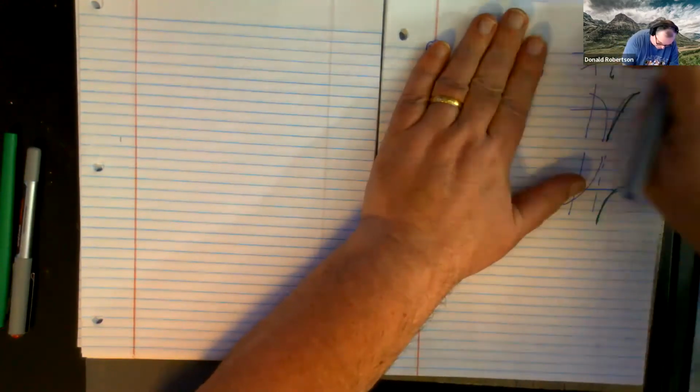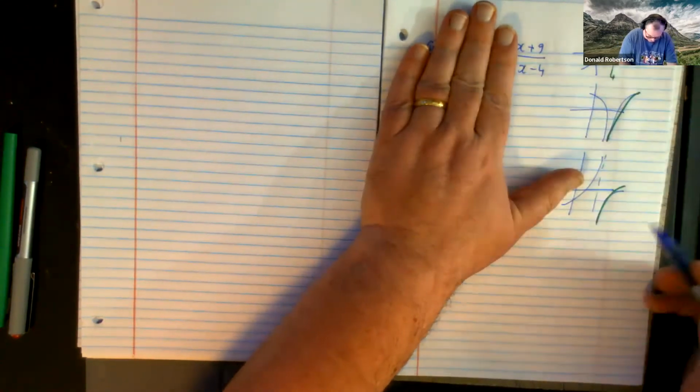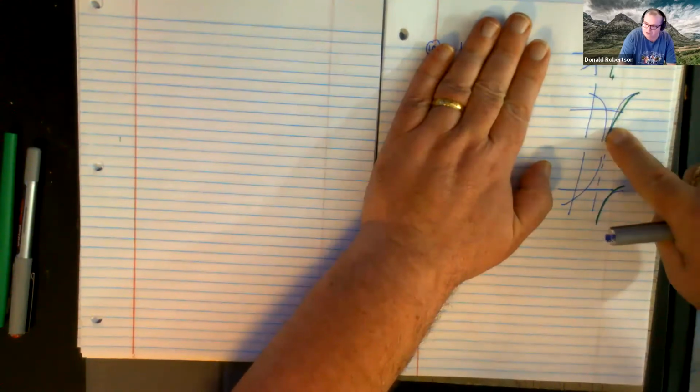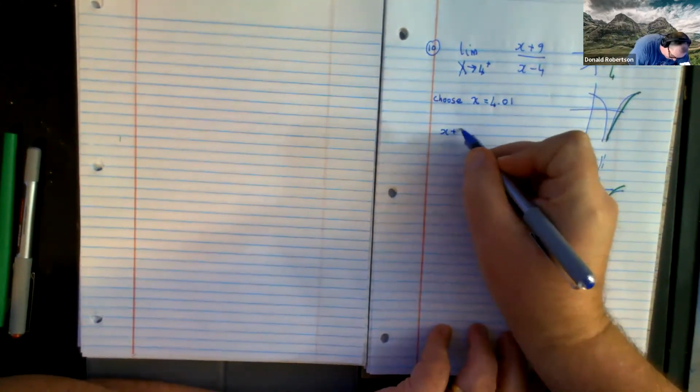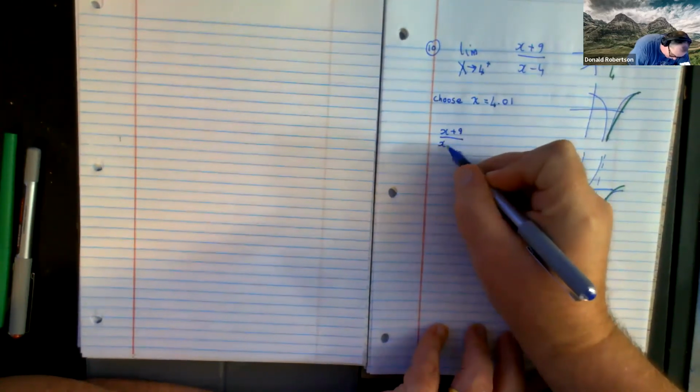You can do this by just plugging that into your graphing calculator. If this is the picture I see, won't the answer be plus infinity? If this is the picture I see, won't it be negative infinity? But we can do it another way, a numerical way. You're going to choose a value of x close to 4, but on the right-hand side. So how about 4.01, for example? And then you find the value of (x plus 9) over (x minus 4) at this value of x.